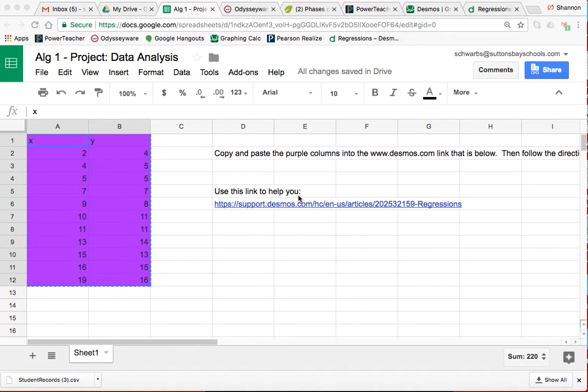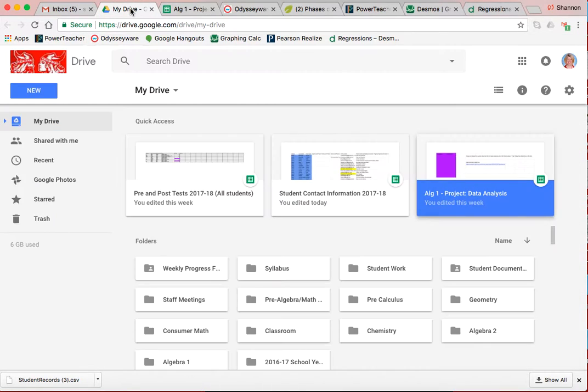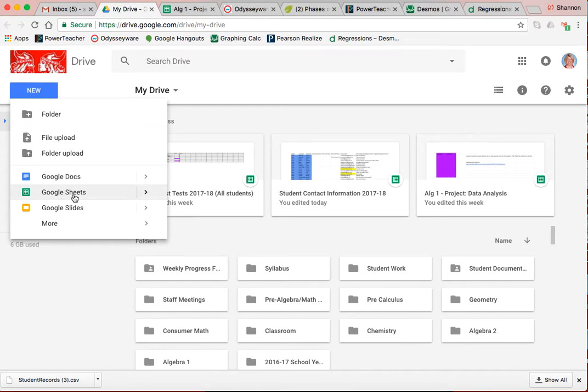Okay, so we're going to learn how to graph a linear regression line using the online calculator www.desmos.com. So the first thing that you'll want to do is go to Google Sheets. If you're already in your Google Drive, like I'm in my Drive, I want to open up a new Google Sheets blank spreadsheet.